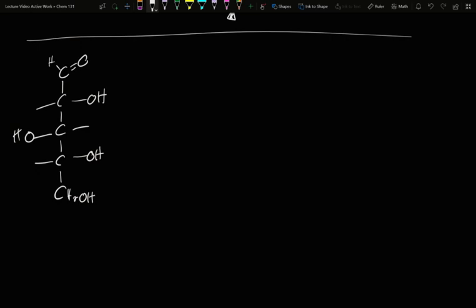All right, if you're back, well, naming-wise, we don't need to know the unique name for this sugar. That's not part of this class. But we do know that it is 1, 2, 3, 4, 5 carbons in length. This makes it a pentose. Additionally, it has an aldehyde group as its functional group, so it is an aldose.